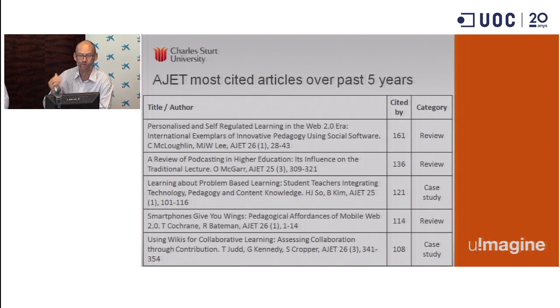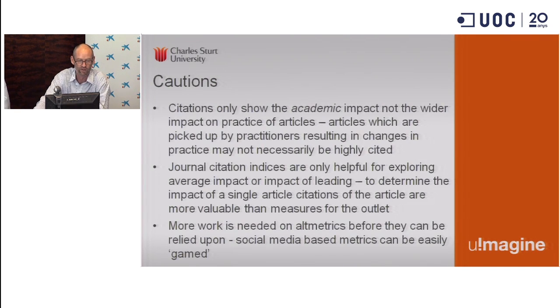We did a little bit of an analysis of AJET's most cited articles, just in terms of analysing the category of articles. And we found that some of the most cited articles tended to be those review papers or case studies rather than, say, experimental kinds of studies. But that's not an exhaustive review. It'd be interesting to see some more thorough work in that area. I think there has been some work done. So just a couple of cautions to finish off with.